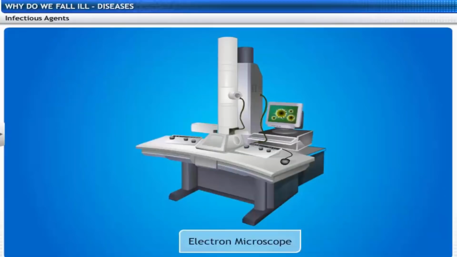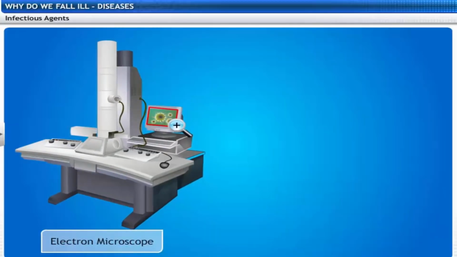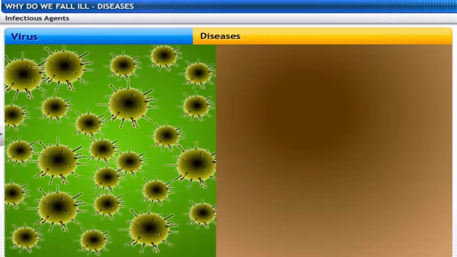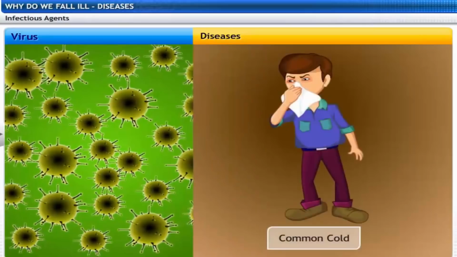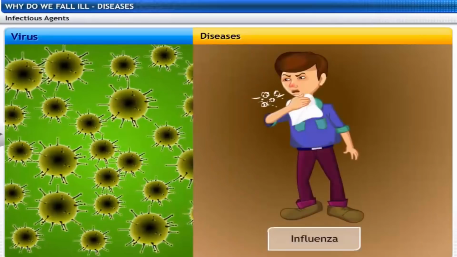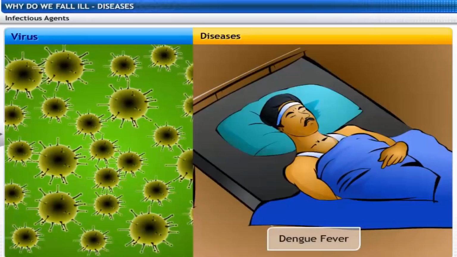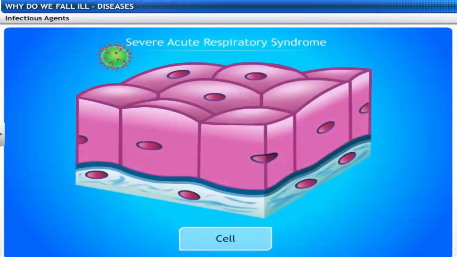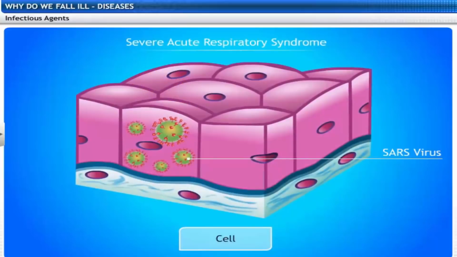A virus is the smallest organism that can be seen through an electron microscope. Some examples of diseases caused by viruses are the common cold, influenza, dengue fever, and AIDS. Severe acute respiratory syndrome virus, or SARS virus, infects the human cell and releases new viruses that infect other cells nearby.